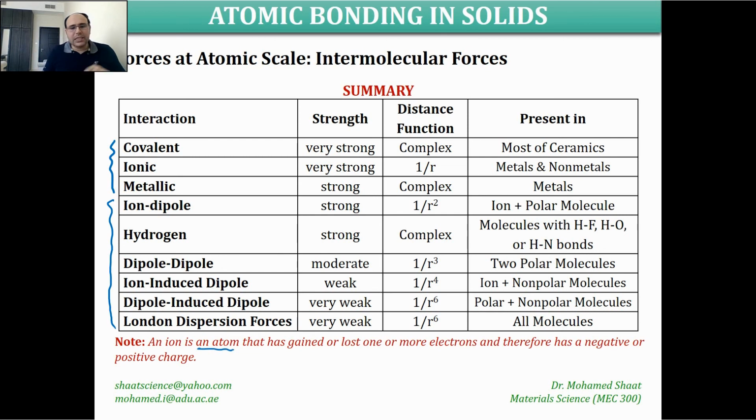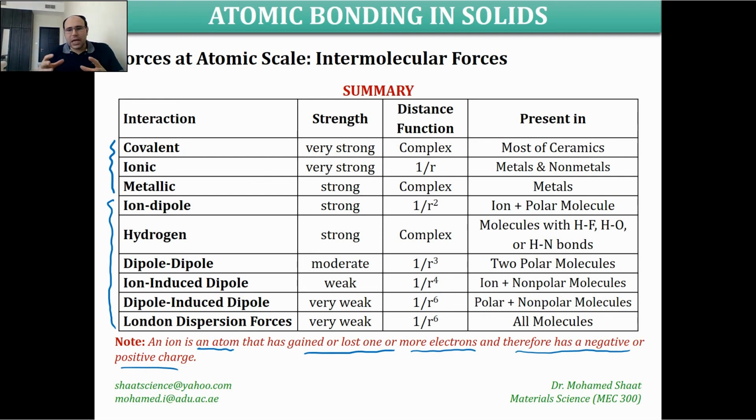The ion is an atom that has gained or lost 1 or more of its electrons, and therefore it has a negative or a positive charge. So the ion is just an atom that carries either a positive or negative charge. This is the ion, just to understand. In the conventional form, the atom should be neutral. It has a nucleus with a positive charge, and there are lots of electrons surrounding it, right? So this atom, in the ideal case, is neutral.